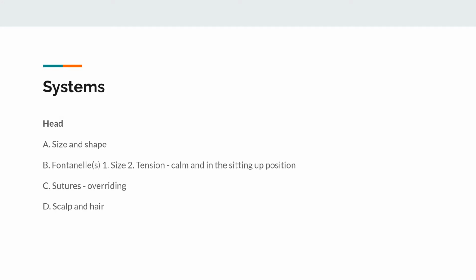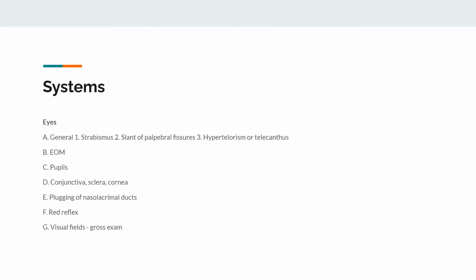So for the head: size and shape, fontanelle size and tension, sutures, scalp and hair. This is something that you have to see. This is something that you have to observe. Eyes, all of these things, that is a lot, but make sure you get extraocular eye movements, and conjunctiva and sclera. These are very important, and you need to get them for your general examination. The rest of it, you can read it.